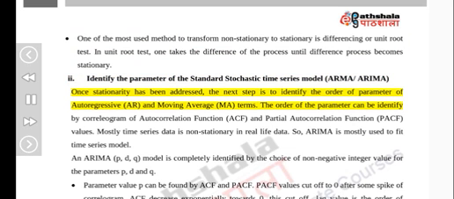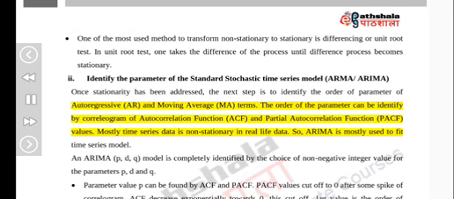Once stationarity has been addressed, the next step is to identify the order of parameters of autoregressive (AR) and moving average (MA) terms. The order of the parameters can be identified by the correlogram of autocorrelation function ACF and partial autocorrelation function PACF values. Mostly time series data is non-stationary in real-life data. So, ARIMA is mostly used to fit time series models.